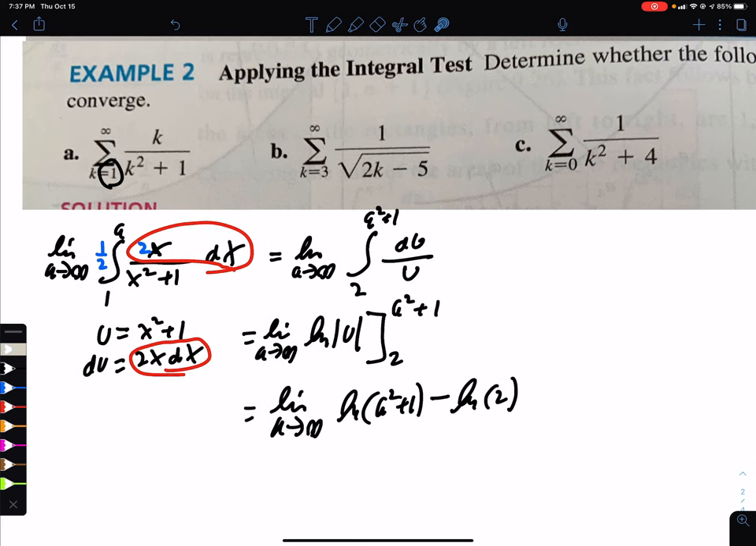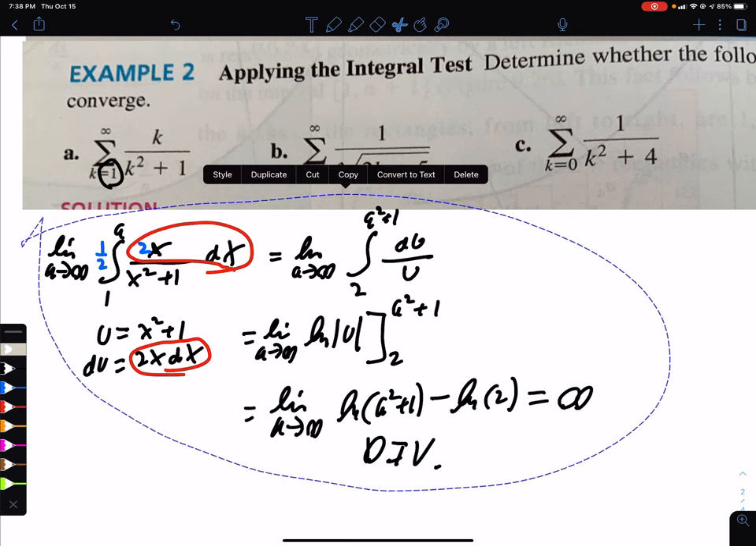Now at this point, ln of infinity is infinity. This is a constant, so we can say this equals infinity. Therefore, this integral diverges. But the integral test says, since this integral diverges, therefore this series diverges. So that's part A. Let's continue going. That's the first example. Let me erase this stuff. I'm actually going to make sure my answer's right. It looks like I got the same answer as they did, so I'm happy. Let me erase all this. And we're going to do letter B.